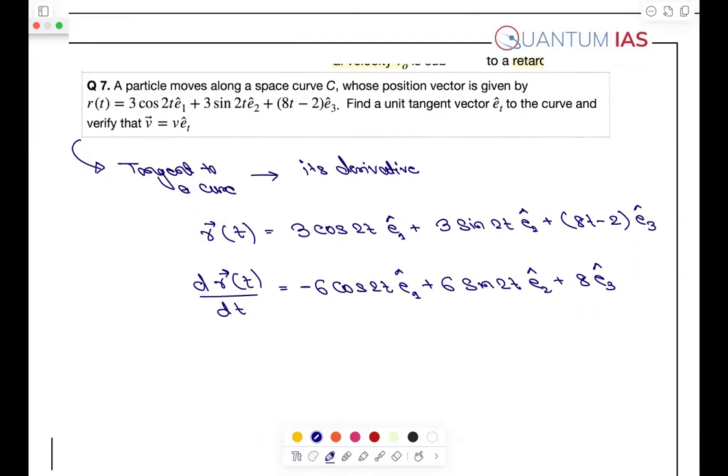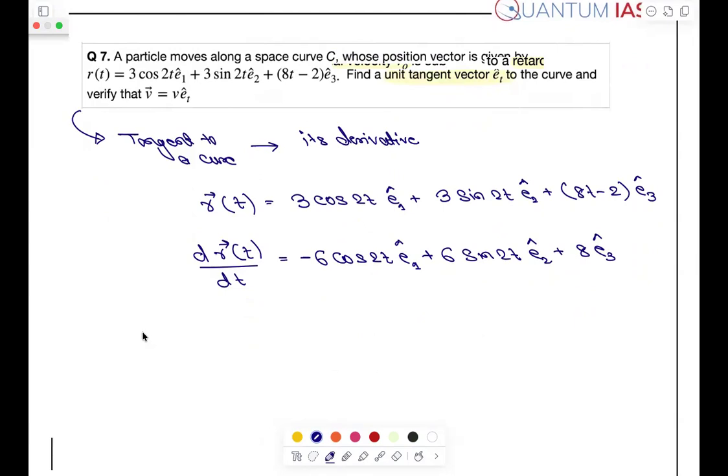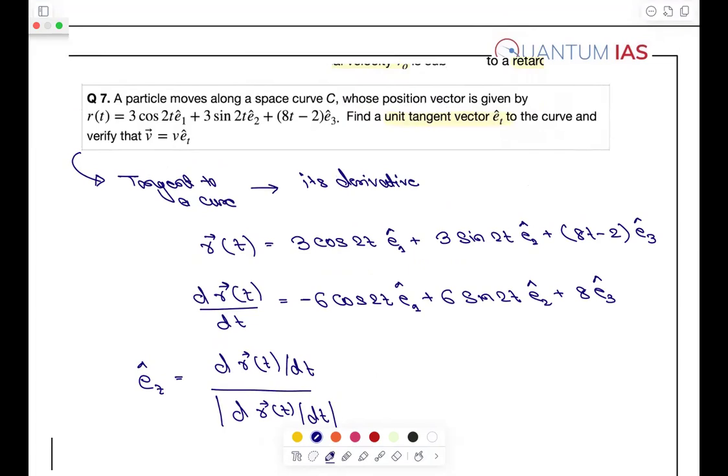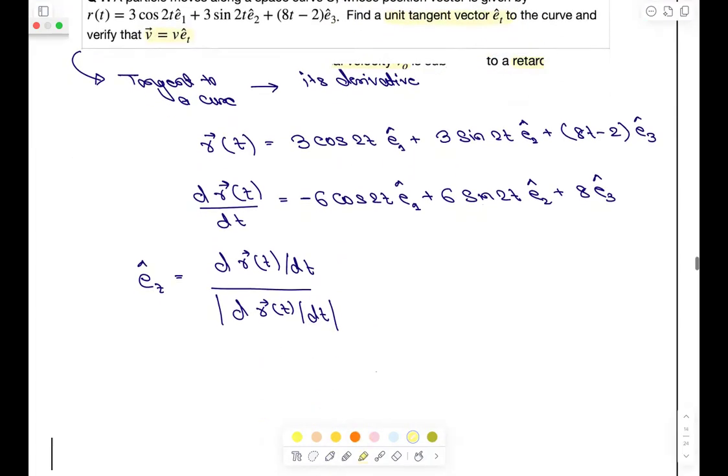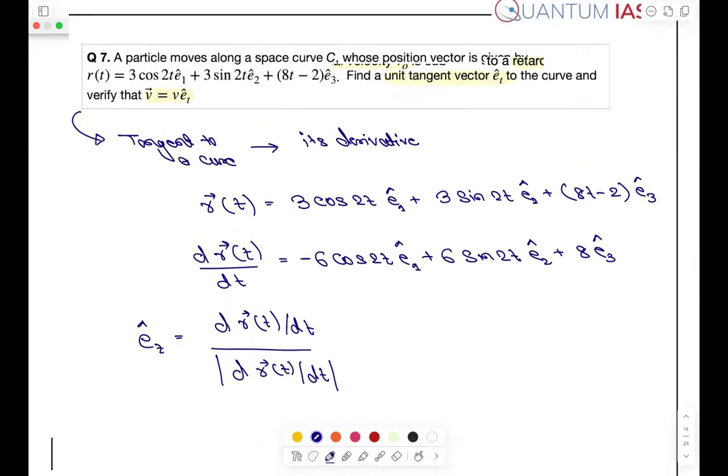Now we have to find out the unit tangent vector. This is what you need to find out. Unit tangent vector ET. The unit tangent vector ET will be what? How do we find a unit vector from a vector? So this is a vector. So unit vector is nothing but that vector, dr by dt, divided by its mod. I am intentionally not writing it as v because in the next part only we have to verify that v is equal to |v|. So that's why I'm refraining from that. Okay, so what will be the mod of this?